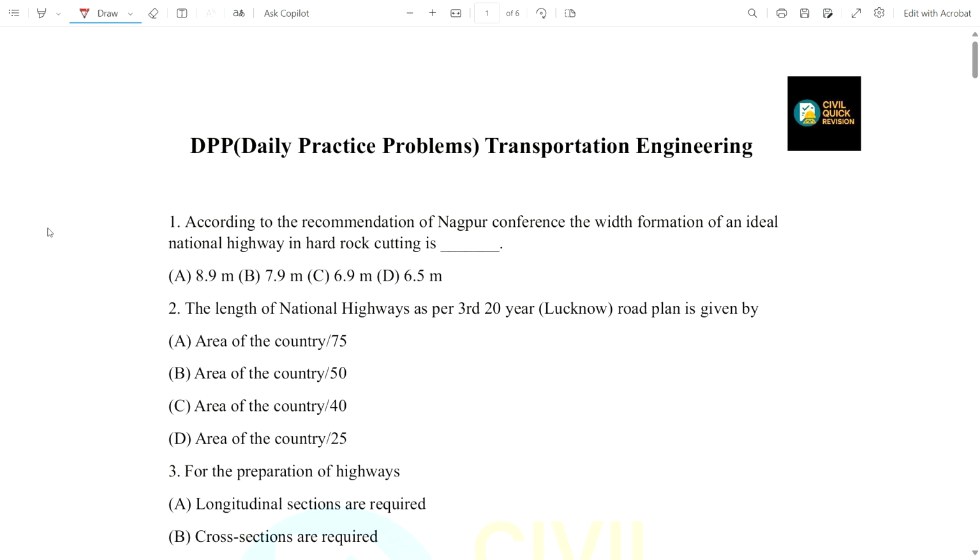Okay. Now question number 1. What is asked in question number 1? According to the recommendation of the Nagpur conference, the width formation of an ideal national highway in hard cutting rock is how much? Here they mainly ask the width formation. What is the width of the national highway in hard cutting rock? You just remember it for right now. Here the answer is 7.9 meter. Okay, so now let's come to the second question.